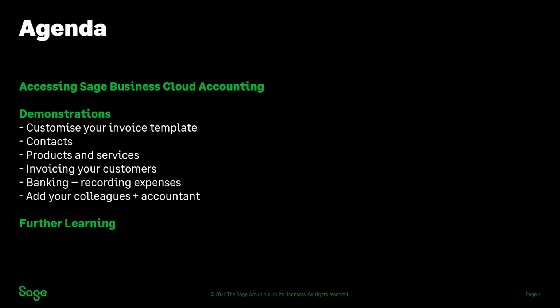Right, let's have a look at our agenda, and this is what we're going to be covering in this session. We are going to start with the very basics, so accessing Sage Business Cloud. We'll get logged in, we'll have a quick tour, and give you an idea of the help and support that's available. Then we're going to run through a series of demonstrations, picking out the key areas that you're most likely to use when you first start using Sage Accounting. Just at the end, I'll explain more about the further learning that's available, so if you want to expand your knowledge and get more from your software, there are a number of options. Right, let's get started.